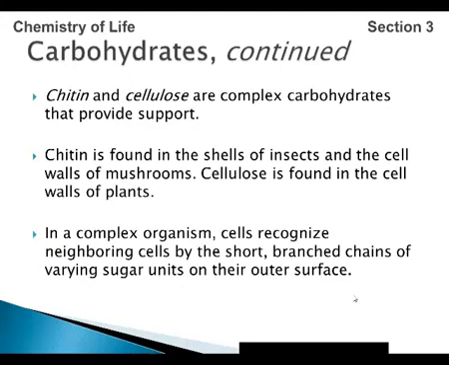Chitin and cellulose. They are complex carbohydrates that provide some support. Chitin is found in the cells of insects and the cell walls of mushrooms. Also, many other fungi have chitin in their cell walls. Cellulose is found in the cell walls of plants. So that hard external structure that makes up the cell wall of plants is made up of cellulose.